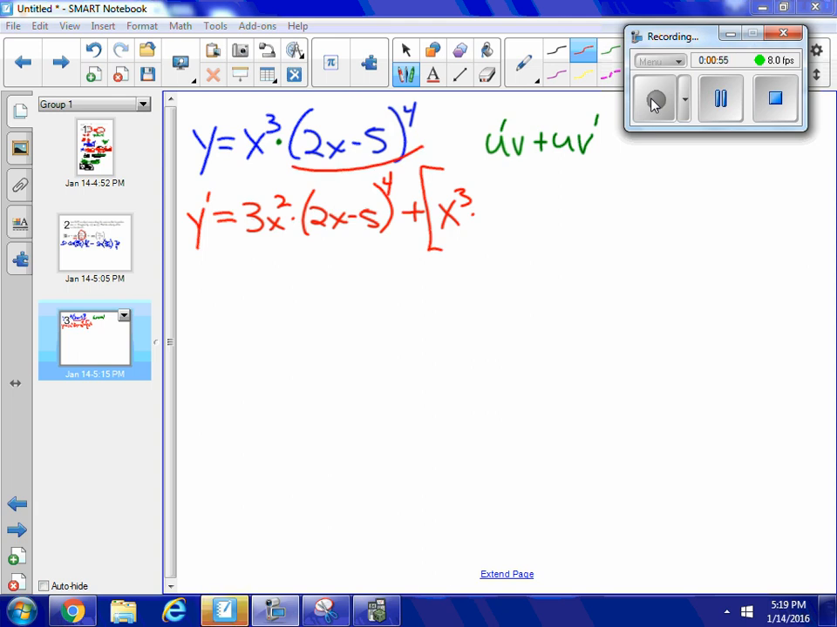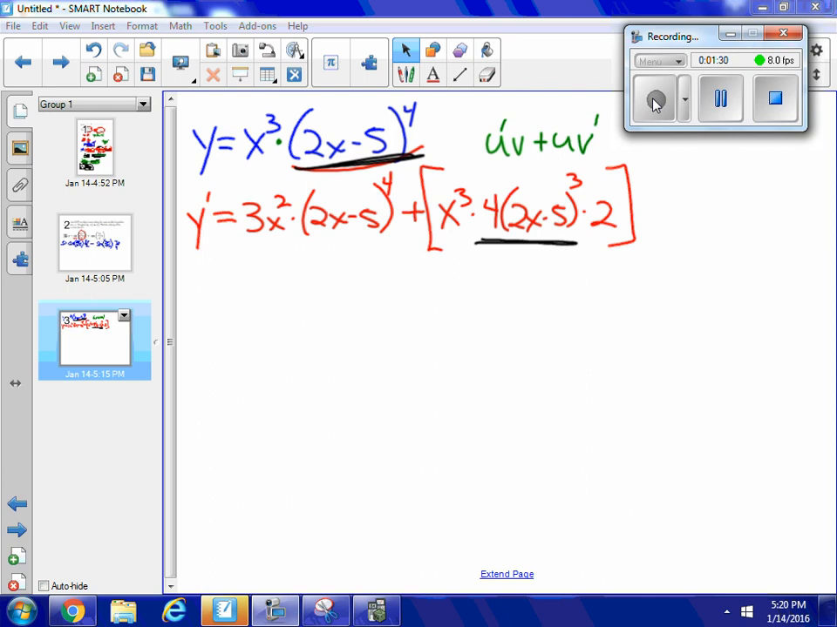is a composite here. It's a function of a function. So I'm going to go outside, inside. So this is going to be 4 times my inside, (2x minus 5) cubed, times the derivative of my inside, which is simply 2. So just notice here that in this section right here, I just used the power rule on that.